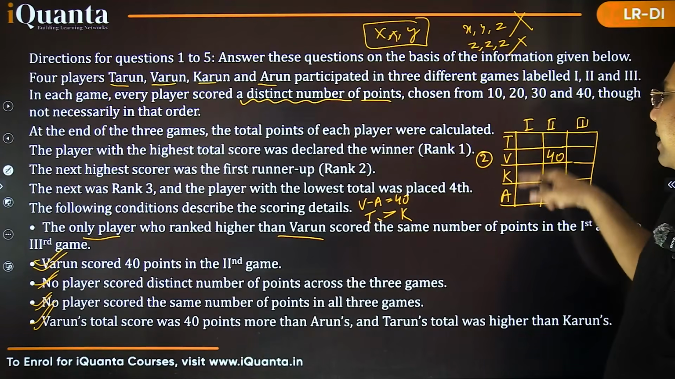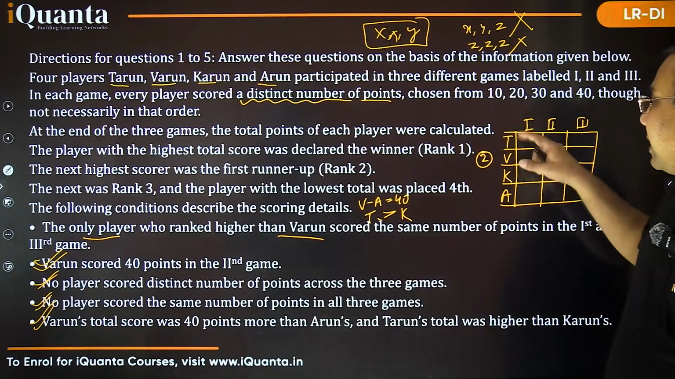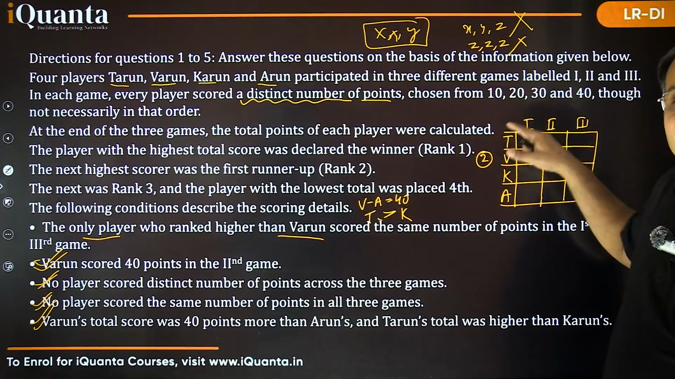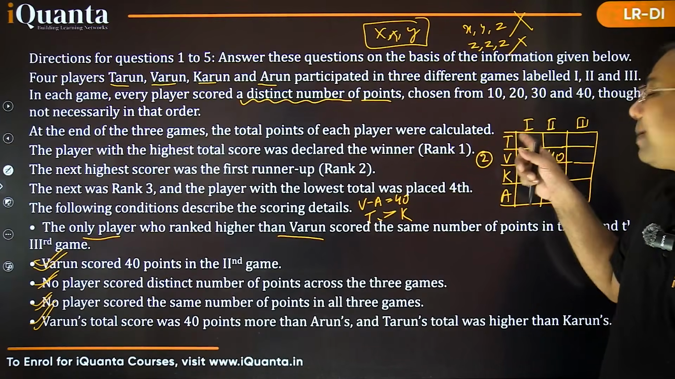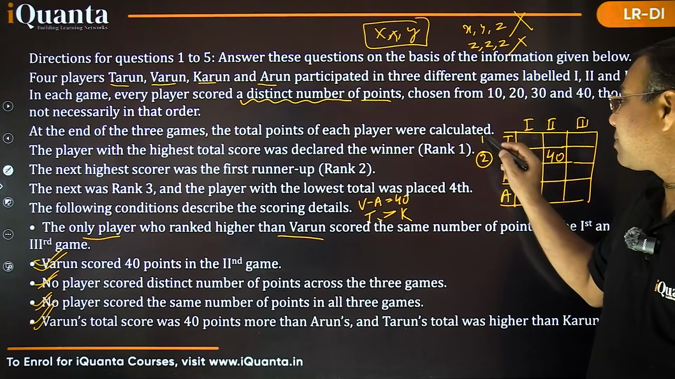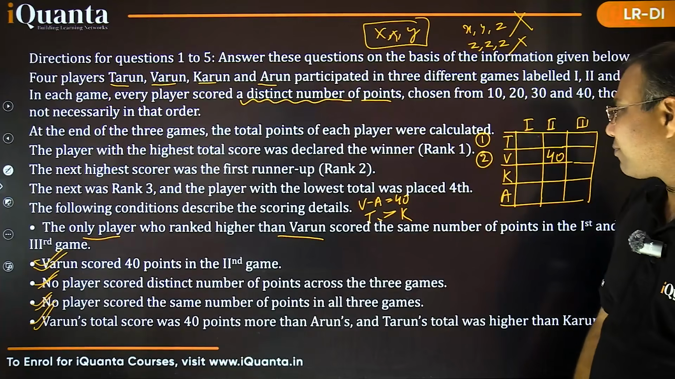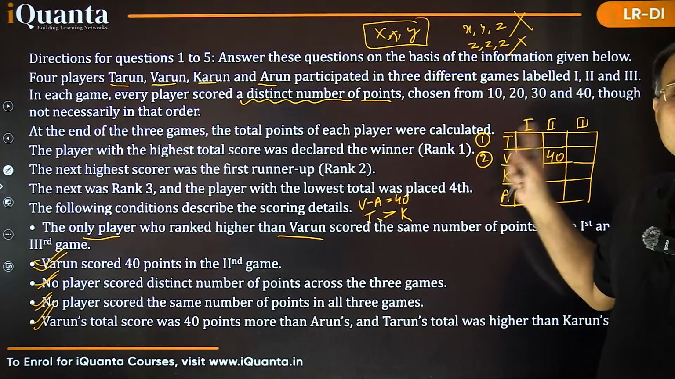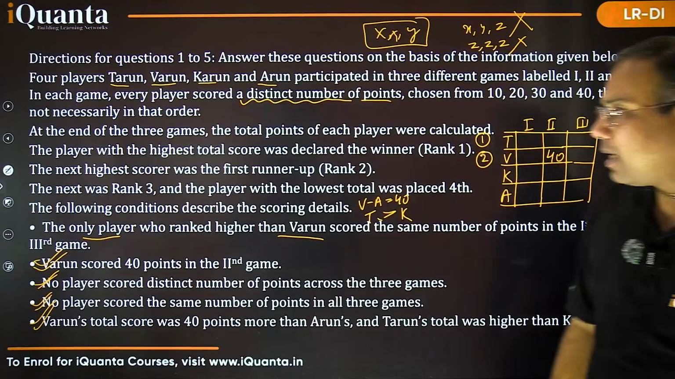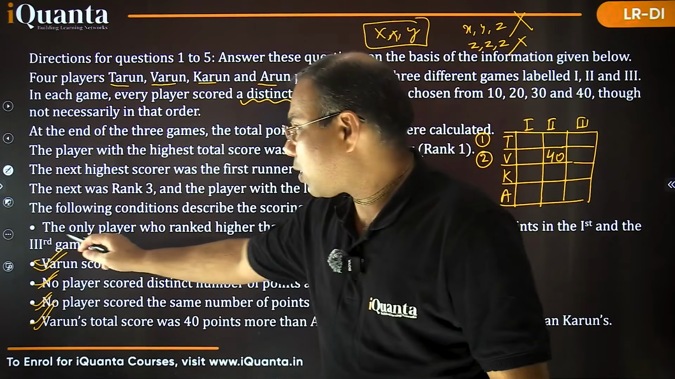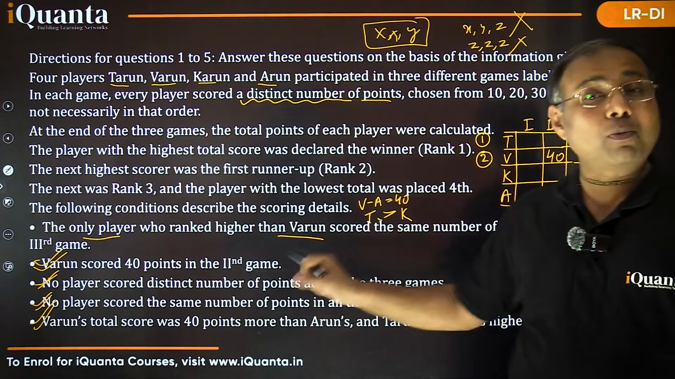So, among T and K, one could be at the first position. It means both T and K cannot be lower than V, and if one of them is going to be at rank 1, it could be T only, isn't it? So, clearly T must be rank 1. And these 2 are 3 and 4, at what position, we don't know. But certainly the first position must be occupied by T, that is Tarun. That we have inferred from this information. We are still left with the first point, where it mentioned the only player who ranked higher than Varun, that is rank 1. That means we are talking about Tarun. We got to know this person, right?